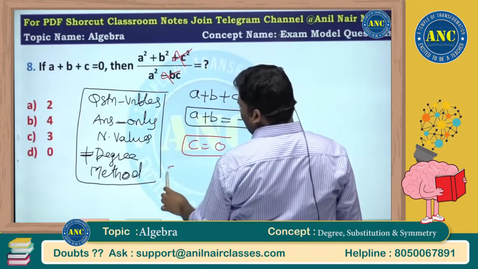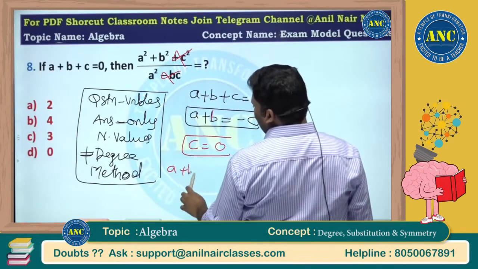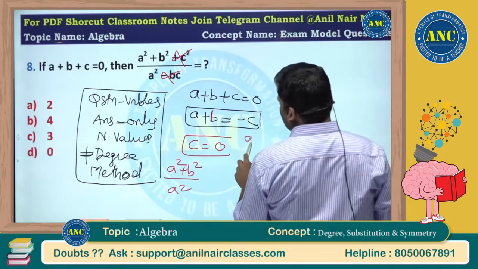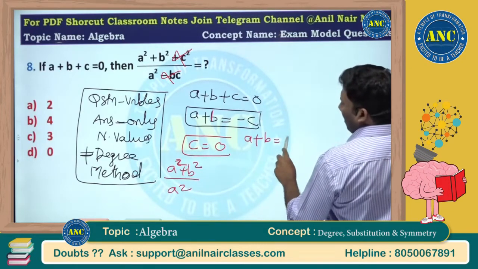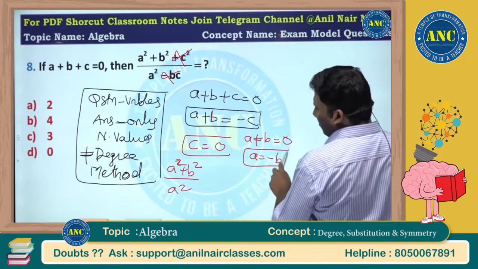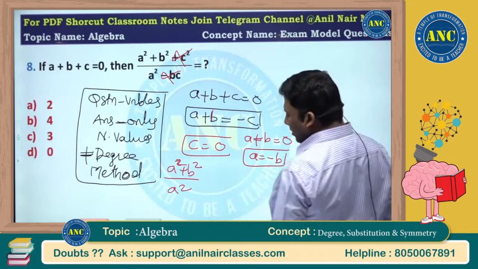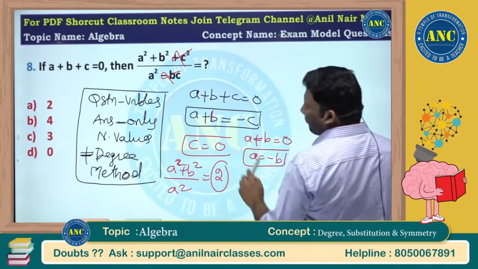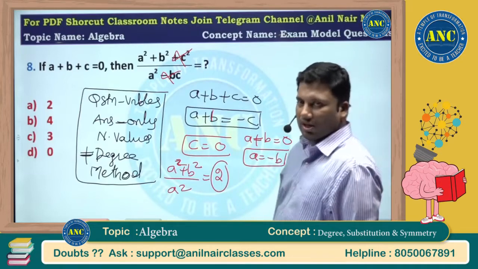It is A square plus B square divided by A square. If C is 0, A plus B is 0. A is minus B. B square plus B square, 2B square by B square. The answer for this question is 2.